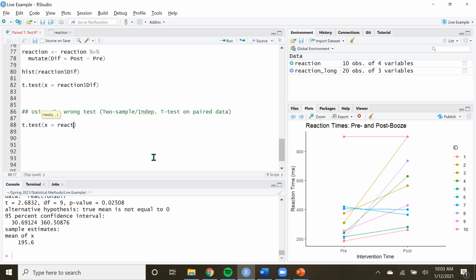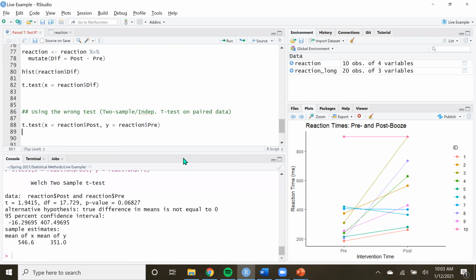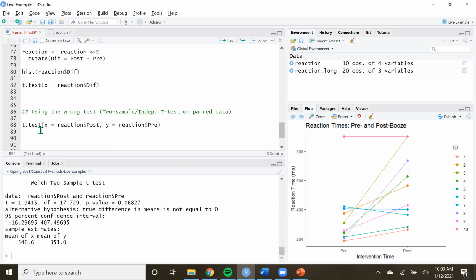So we grab our reaction and then we specify post first because there's still a little bit of subtraction in there. We want to make sure we have all positive values for differences. And I run this. Okay, let's take a look down here and see how this is different. This is wrong. We have paired data. That means we have to use a paired t-test, but we didn't.